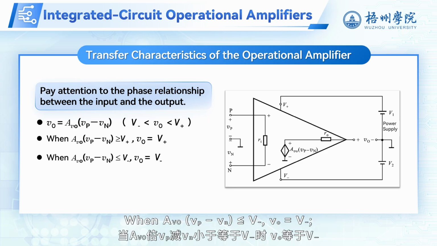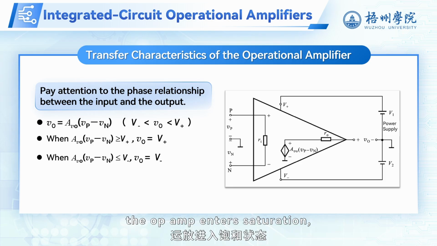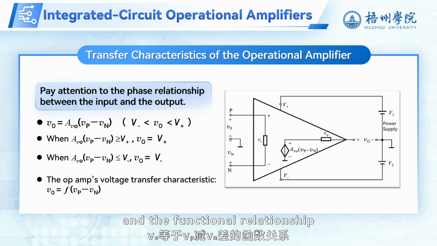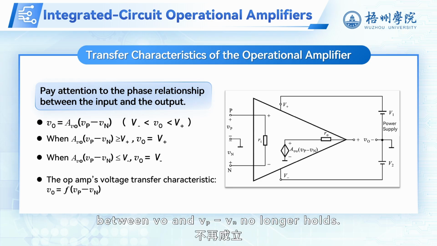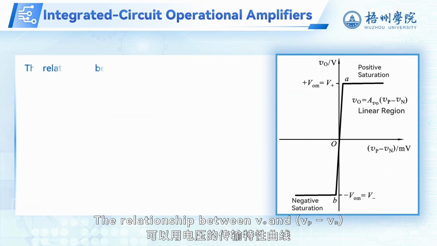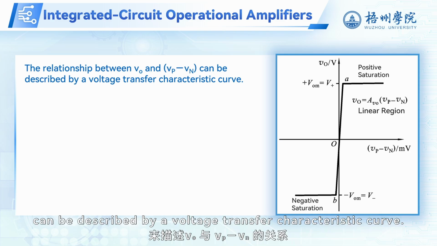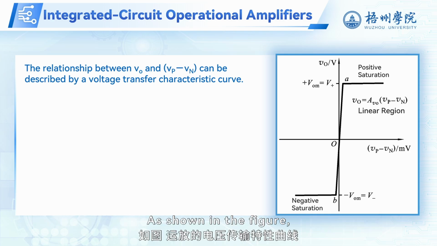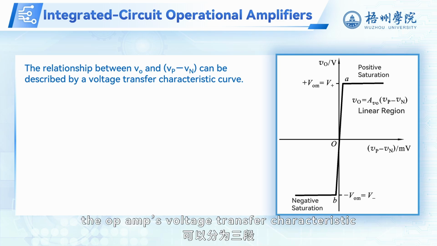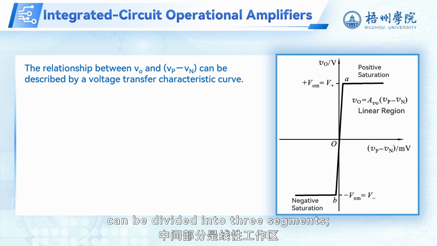When A_VO times (V_P minus V_N) is less than or equal to V_minus, V_O equals V_minus. The op-amp enters saturation, and the functional relationship between V_O and V_P minus V_N no longer holds. The relationship between V_O and V_P minus V_N can be described by a voltage transfer characteristic curve. As shown in the figure, the op-amp's voltage transfer characteristic can be divided into 3 segments.